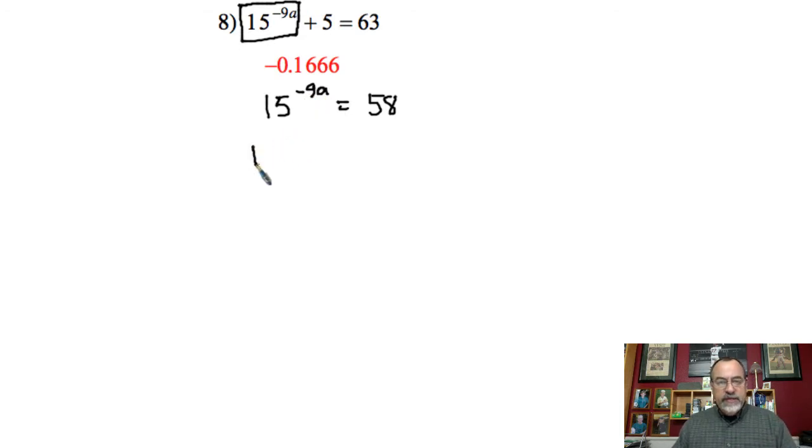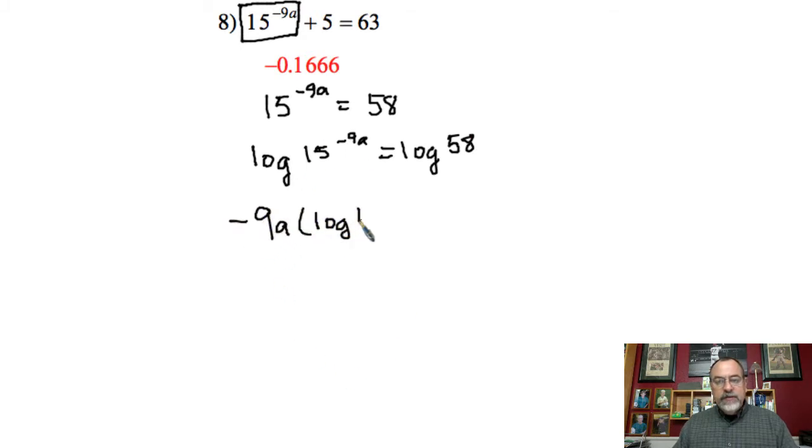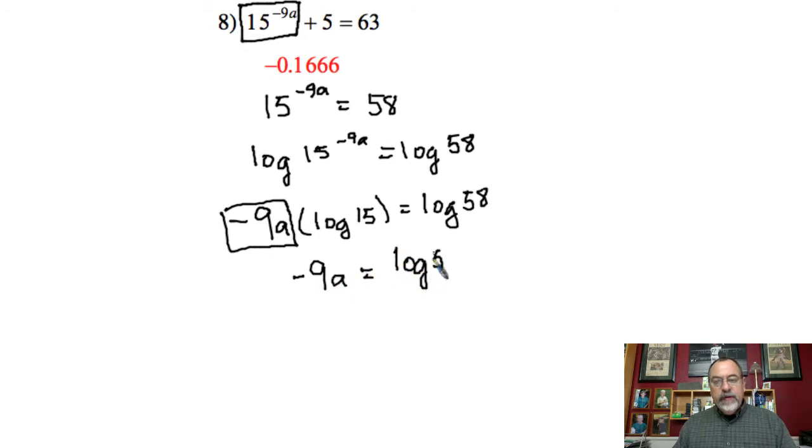Now that I have this term by itself, I need to undo the exponential. Logarithm undoes exponential. So we're going to take the log of both sides: log of 15 to the negative 9a is equal to log of 58. I apply the power property, put negative 9a out here in front, times log of 15 is equal to log of 58. Then, since I'm solving for a, this has to be isolated, so I'm going to divide by log of 15.